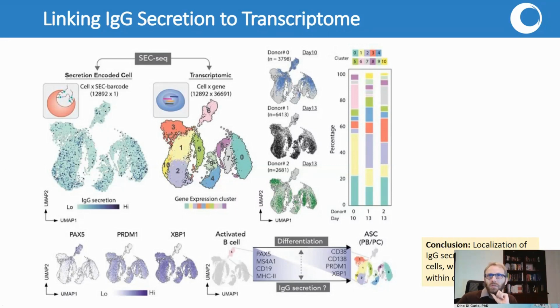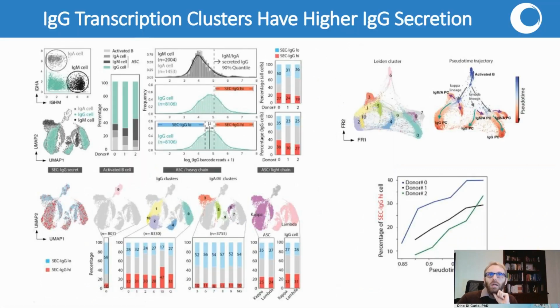You can see that the day earlier in differentiation, you have more of this PAX5 transcription factor. So in fact, the majority of this cluster 6 here is from the early, less differentiated cells. And then these bottom ones are associated with higher differentiation, more transcription factors with plasma cells. And you can start to see that if you look at the IgG secreting cells, that aligns very well with the IgG secretors.